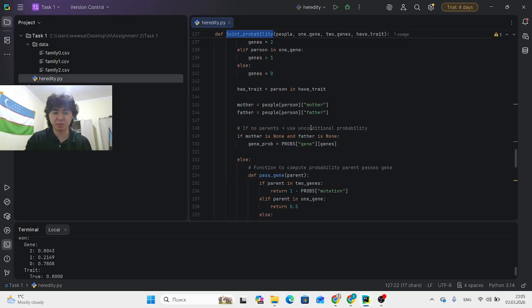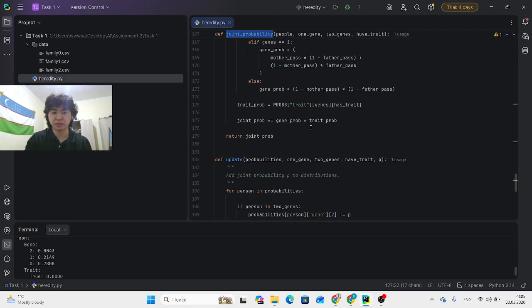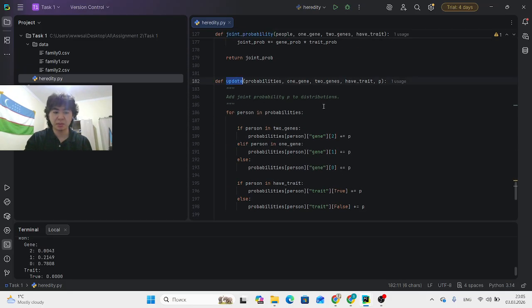And then update the probabilities. Update is the probability for each person in the probability dictionary. Probabilities accumulate over all possible combinations.